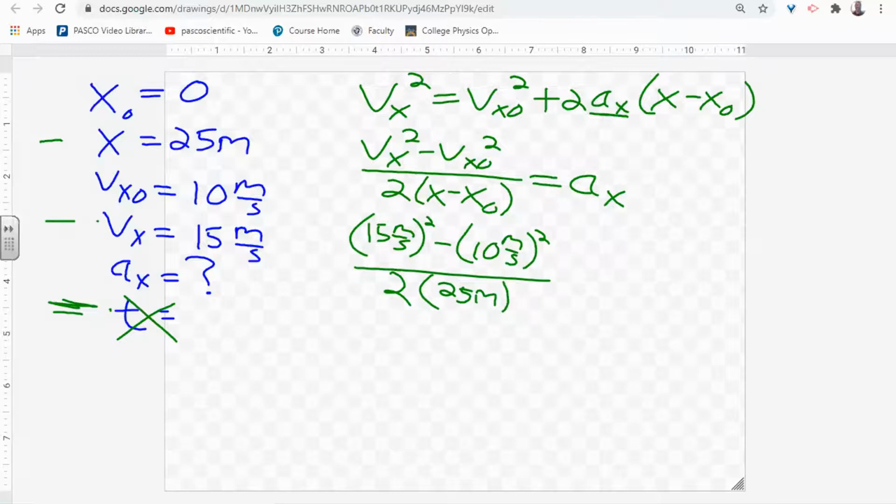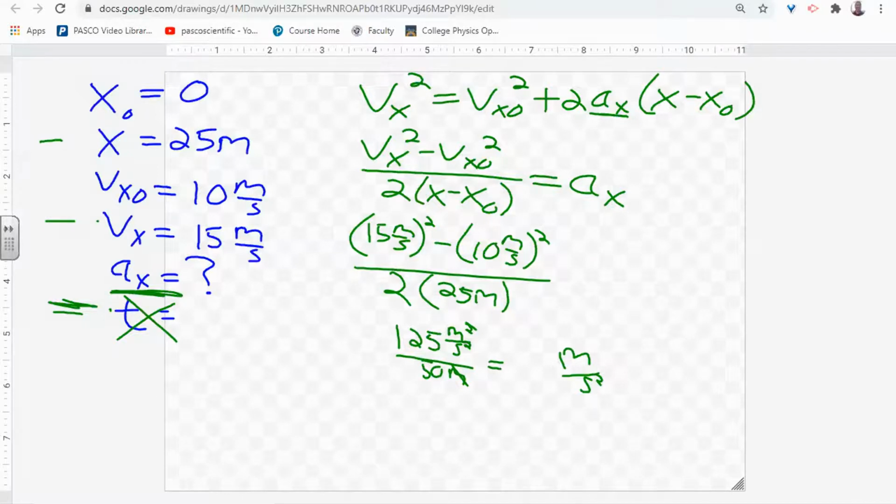So I'm going to solve this. 15 squared is 225. 10 squared is 100, so that's going to give me 125 meters squared over seconds squared on the top. 2 times 25 is 50 meters on the bottom. One of those meters cancels out, leaving me with the unit of meters per second squared, which is a unit for acceleration, which is what I'm looking for.